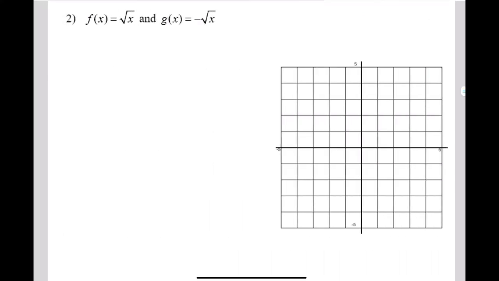Okay, now moving on to number 2 right here. We've got the f function, which is a square root function. It's the parent function of a square root. And the g function is a little bit of a transformation. Now, what transformation is indicated here?